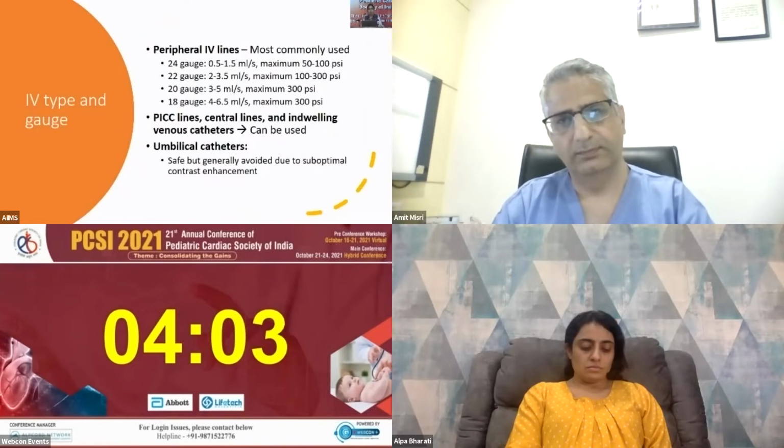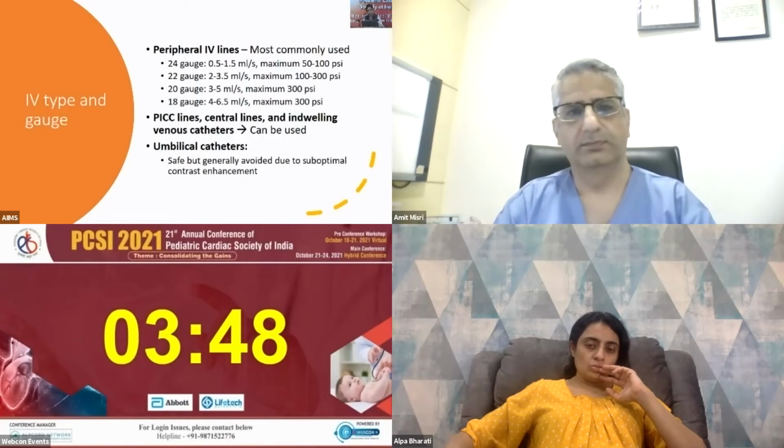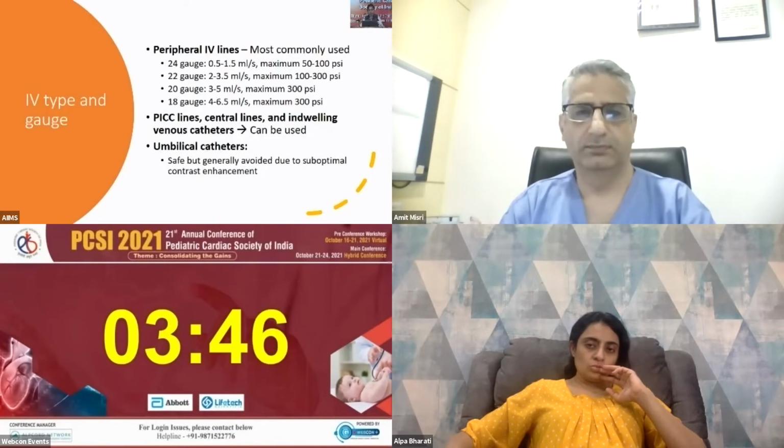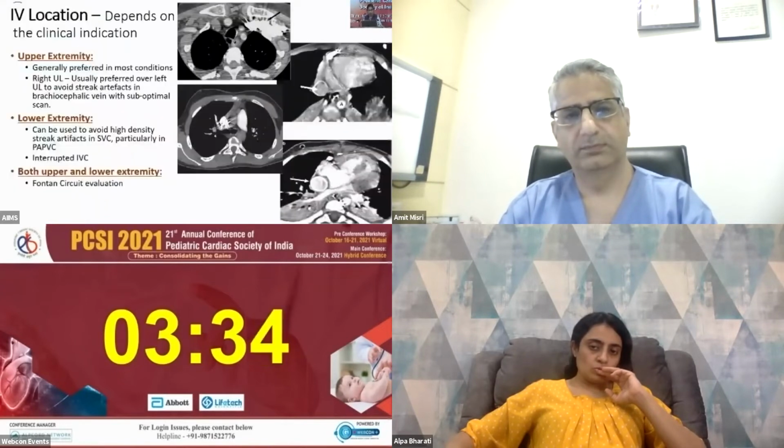Talking about IV lines, obviously we know the flow rates of all the needles. If you have a peripheral Venflon which is 24 gauge, the rates are accordingly limited, so we put the peripheral IV line, the Venflon, according to what rate of flow we want. If there is already a PICC line or central line, indwelling venous catheters can be used, provided they are not older than 48 hours. Umbilical catheters may also be used, but they usually give suboptimal contrast enhancement.